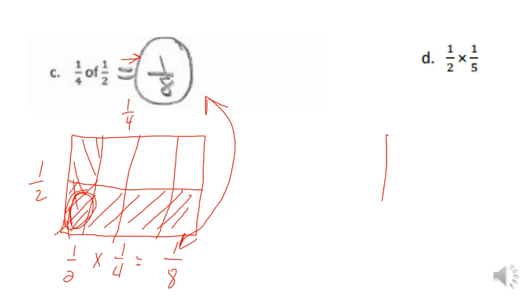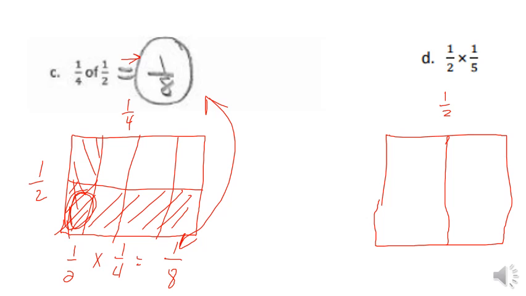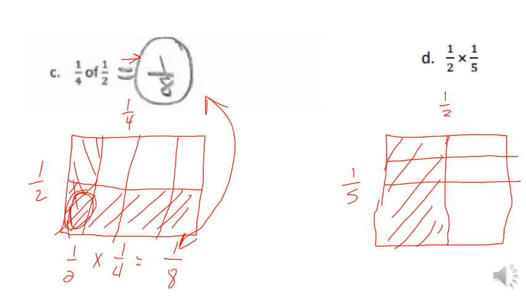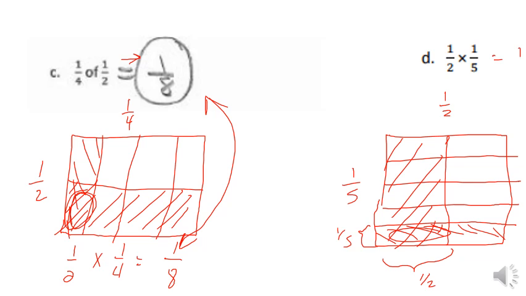On D, we're drawing our model, and 1/2, and we're shading in that half. And horizontally, we have 1/5. There's 1, 2, 3, 4, 5, and we're shading in 1/5. And we can see here this is 1/2, this is 1/5, and our answer is 1/10.